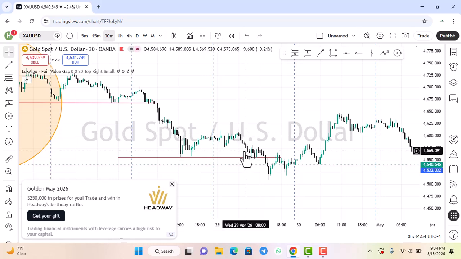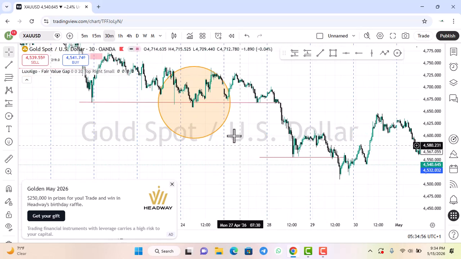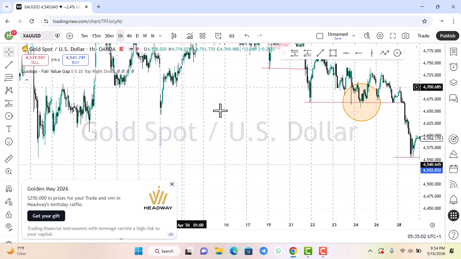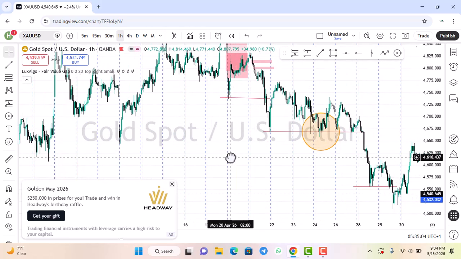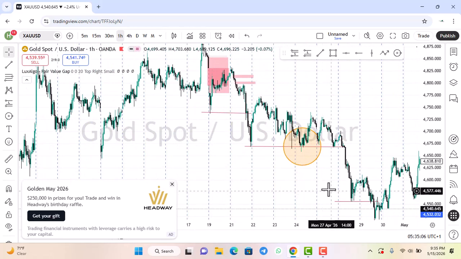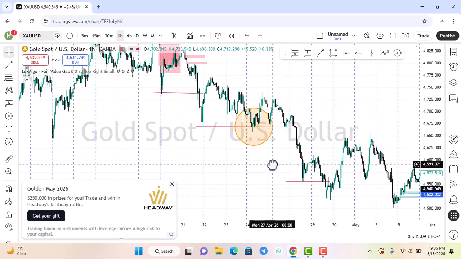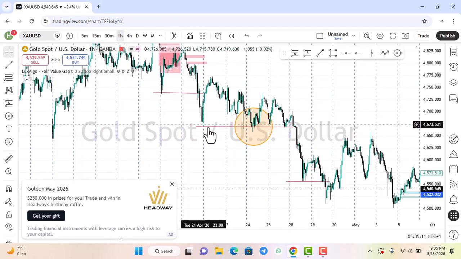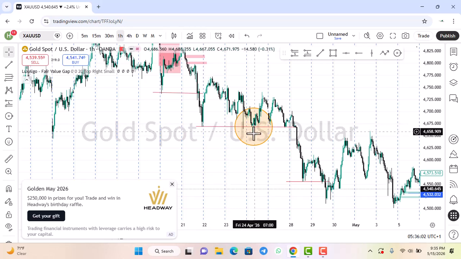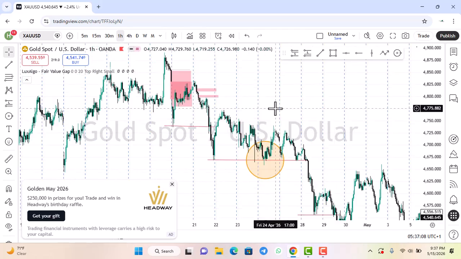Okay, so let me go back to the 1 hour time frame. Now this is the 1 hour time frame, right? And this is what we explained right now. If you didn't get a valid break of structure, there is no way you can actually determine the change of market direction until you have a valid break of structure.